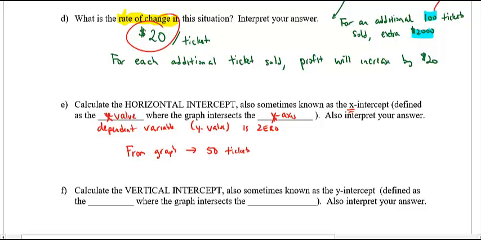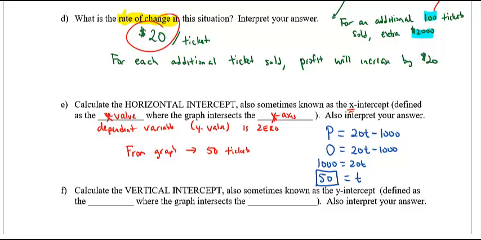Now, if I actually did this with an equation, remember my equation was P equals 20t minus 1,000. Well, the Y value has to be 0. My profit has to be nothing. And now I'm just trying to solve this equation. 1,000 equals 20t. Divide both sides by 20. Look at that. 50 tickets.